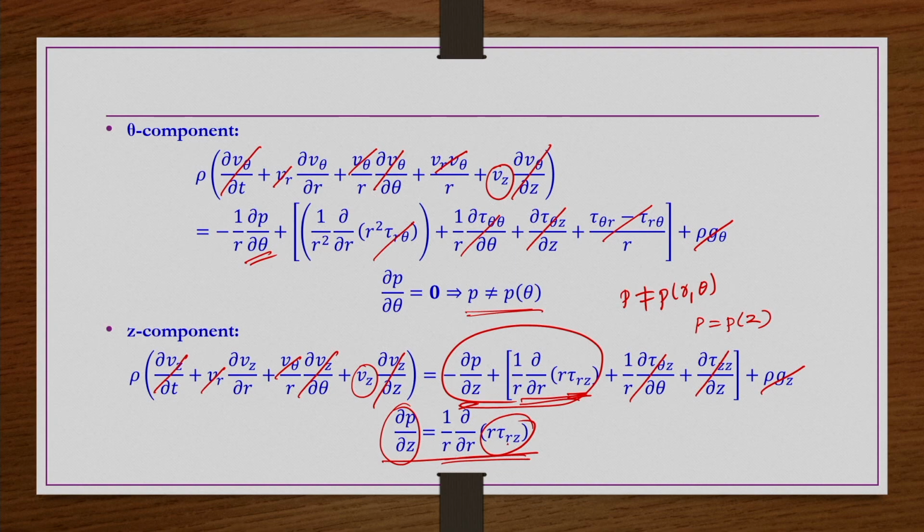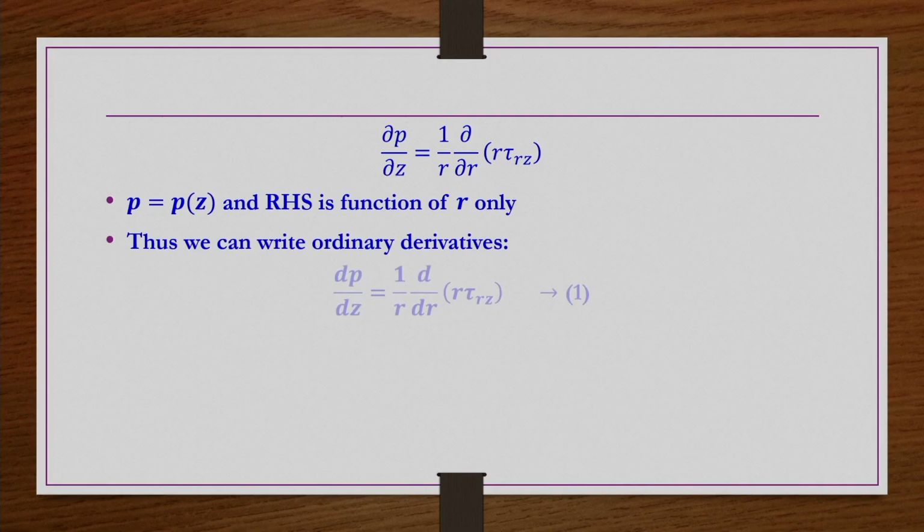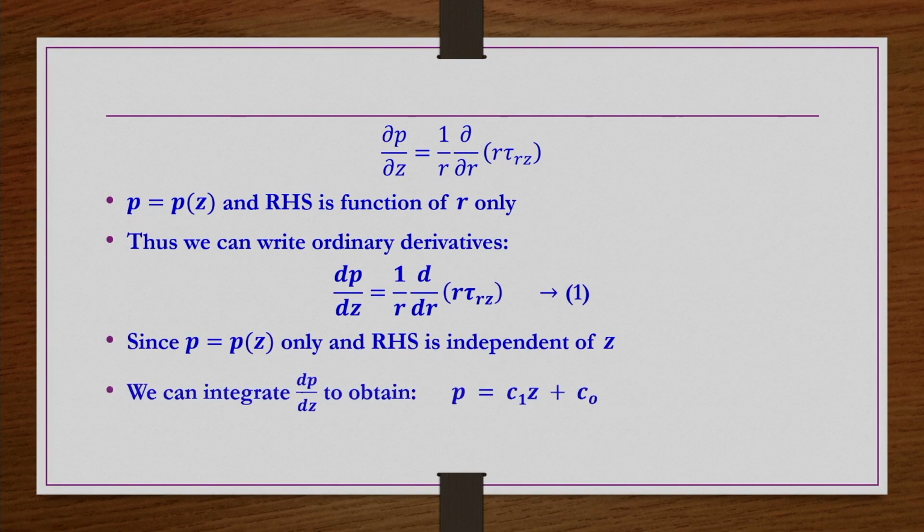So, then what we say is that the left hand side and right hand side terms are constants, they are not going to affect each other, because the left hand side term is only a function of z, and the right hand side terms are only a function of r. So, what we can do, we can individually integrate them. When we integrate, we get p is equal to C1 z plus C naught.